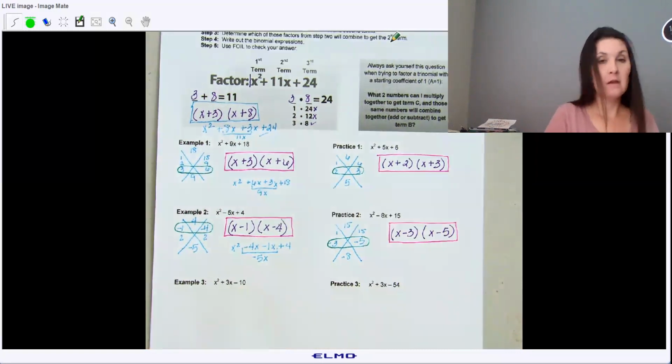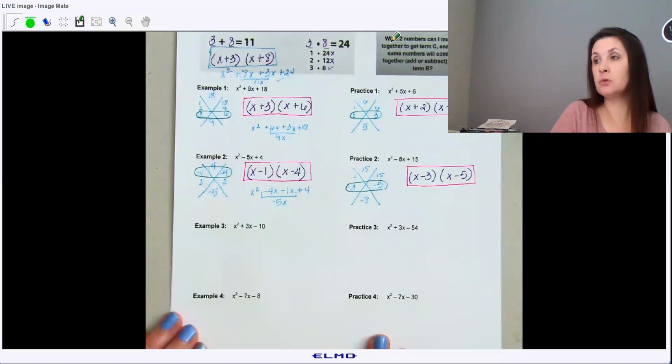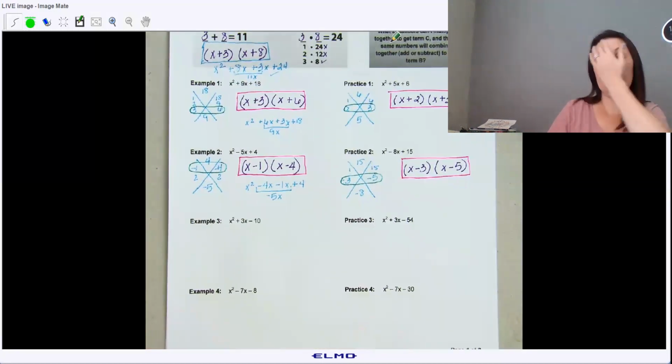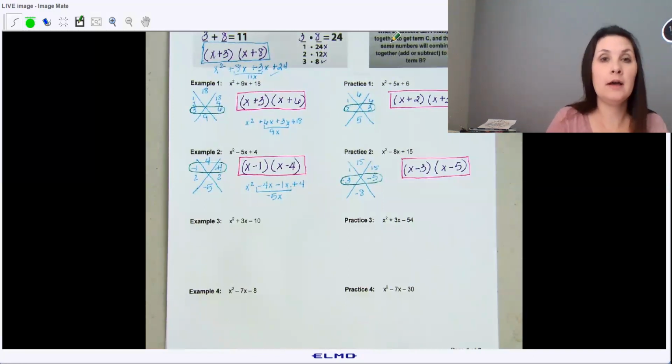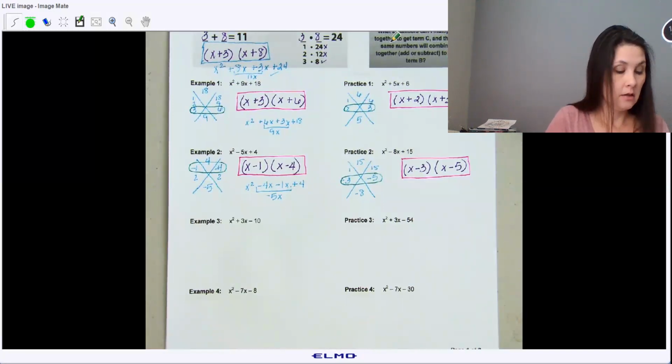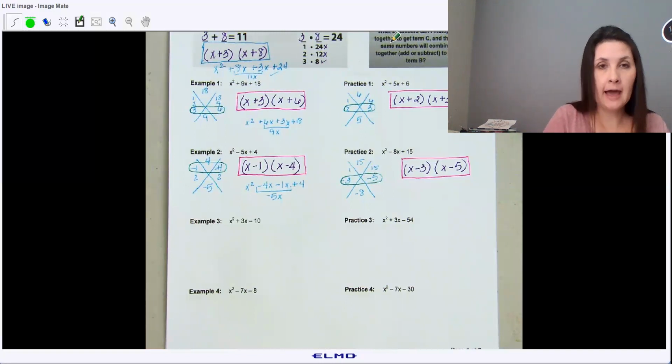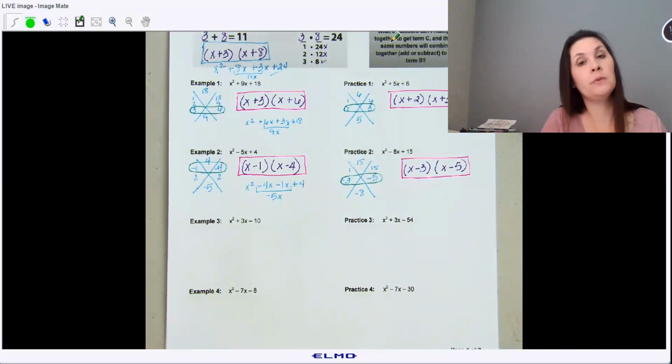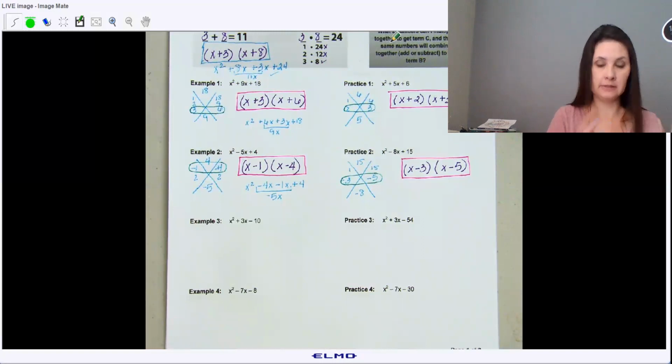Alrighty. Let's go to example 3 and practice 3. Now it's just a little bit different. The first and the second terms are being added. The second and the third terms are being subtracted. So let's see what that does to our factors.